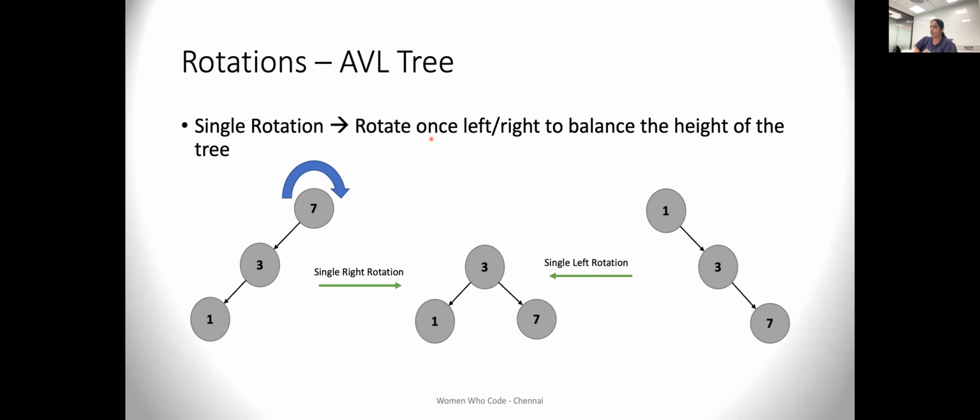So a single rotation is something where you just have to rotate once, either left or right, to balance the height. Okay. So now imagine this is the tree. Imagine 7, 3. 1 is a new value that I'm adding here. If the tree is only 7 and 3, we are good, no worries, because your left height is 1, right height is 0, 1 minus 0 is still 1, it is an AVL tree. The moment I add 1, what would happen to the height of it? Can someone tell me what is the height of this tree, this 7, 3, 1?